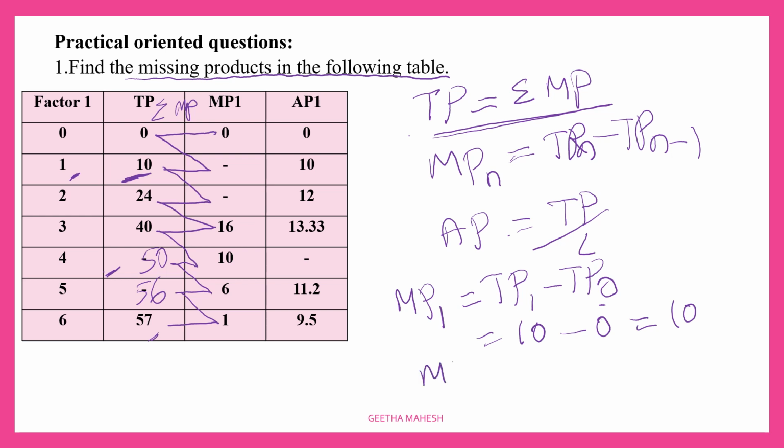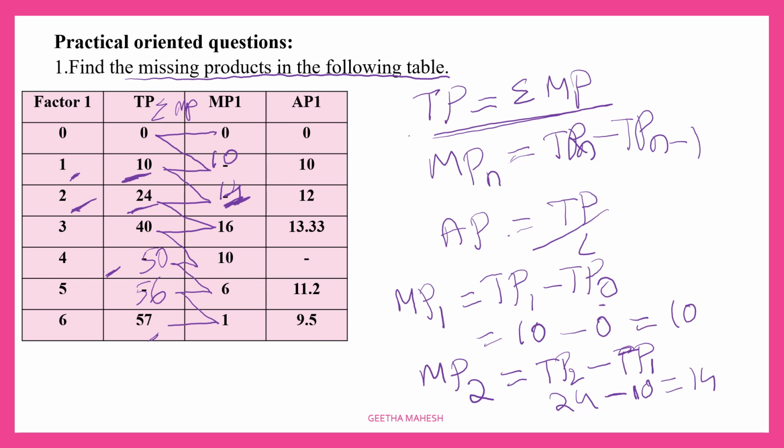And if you want to find out a marginal product of the second unit, then you can write down MP2 equals TP2 minus TP1. So, what is TP2? Total product for the second labor or second factor is 24 minus the first factor. Total product of the first factor is 10. So, this is equal to 14. So, you can write here 10, then you can write here the second one, 14.